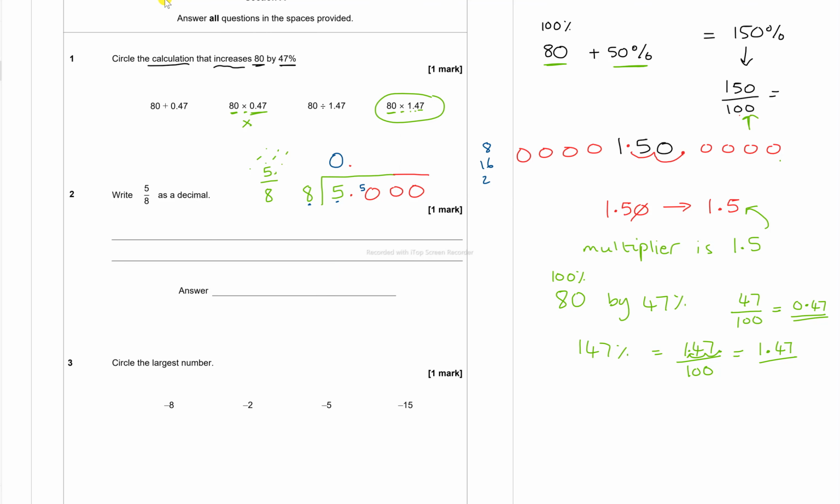So it's 8, 16, 24, 32, 40, 48, 56. So it's 8. 1, 2, 3, 4, 5, 6. So how many 8s can I get from this 50? 6. And I've used 48. I had 50, so I carried 2 over. How many 8s are there in 20? 2. Remainder 4, because I've used 16. How many 8s in 40? 5. There's 0.625.